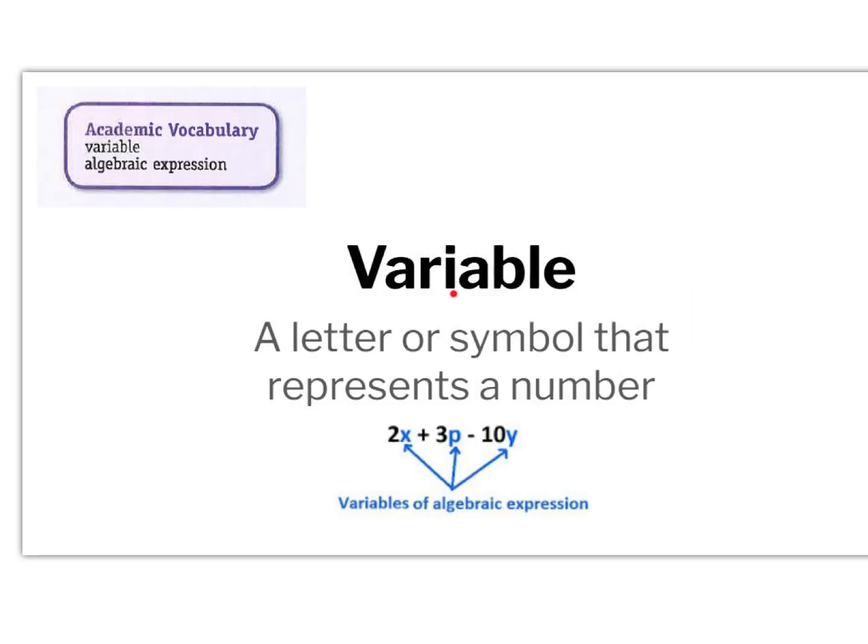Our first word for today is variable. This is a letter or symbol that represents a number. So here we have the expression 2x plus 3p minus 10y. All of those letters represent a number. However, x, p, y are not the same letters, so they do not represent the same number. So x, p, and y are variables that represent different numbers in this algebraic expression.